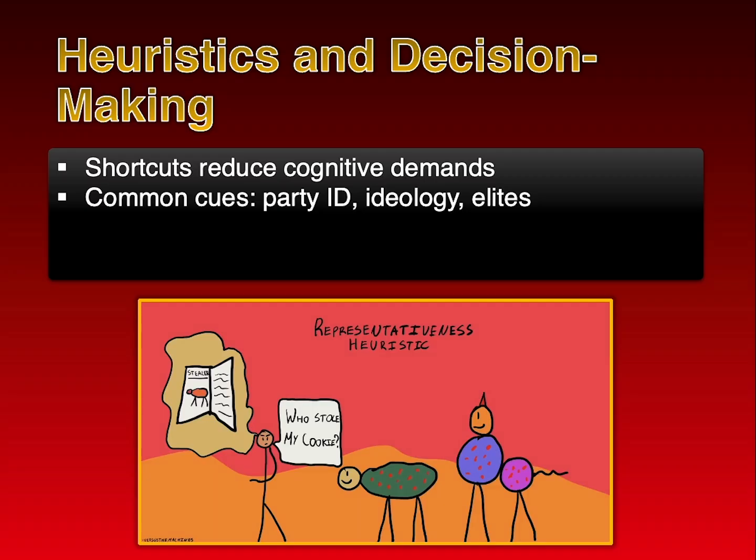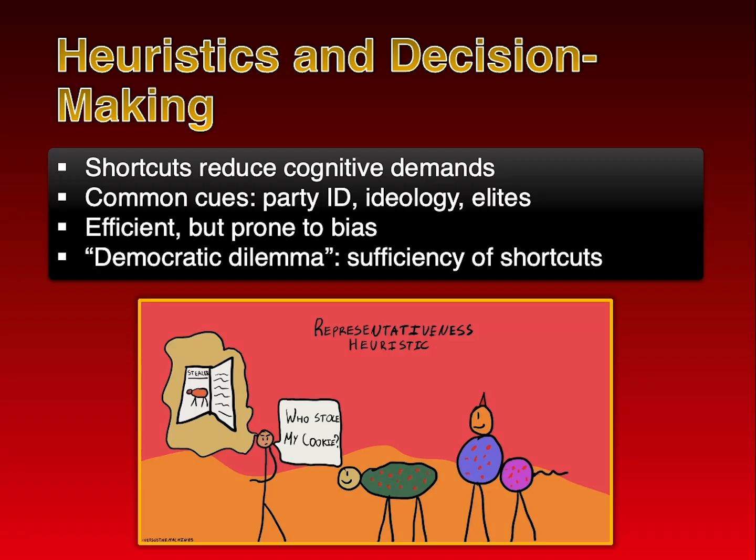These shortcuts can produce reasonably accurate choices, but they also risk reinforcing bias or manipulation. If I'm a MAGA Republican and I only listen to Donald Trump, I'm not going to be exposed to varying viewpoints that might actually align better with my lived experience. The democratic dilemma, then, is whether heuristics are sufficient for our democracy to function. Basically, are citizens making informed choices? Are they being guided without understanding the decisions they're making? Evidence in the scholarship shows that shortcuts often work, but not always reliably.